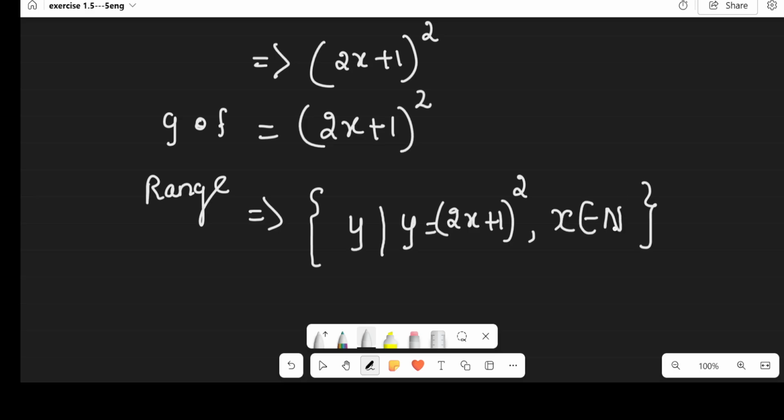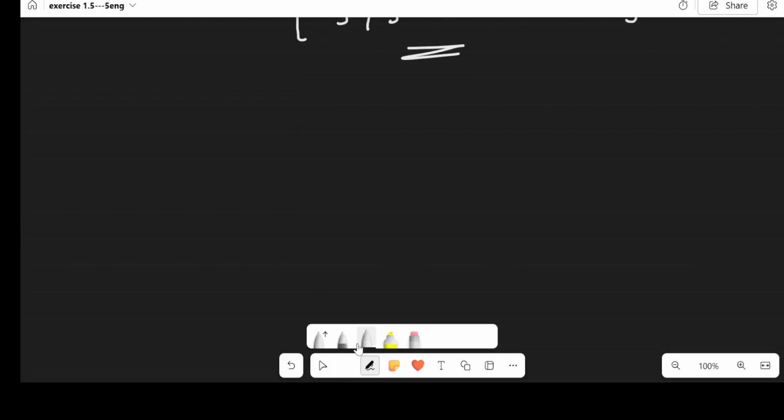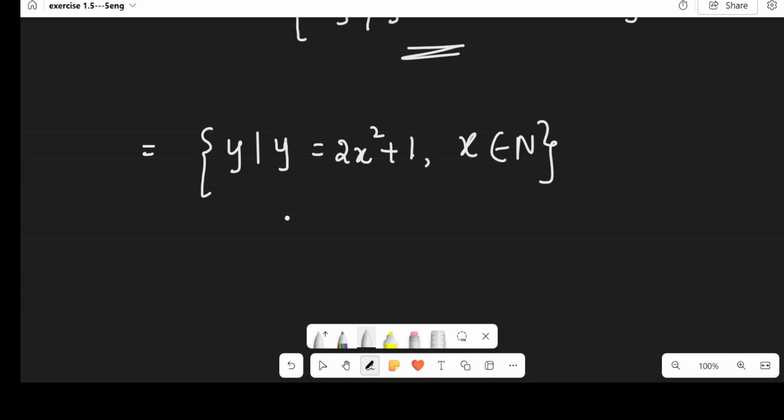Why am I writing belongs to N? Already it's given in the question. All the elements belong to N, natural numbers, right? This is the range of g of f. So the answer, we should write two answers together. Like first answer is y such that y equals 2x square plus 1, comma, x belongs to N. This is the first answer.